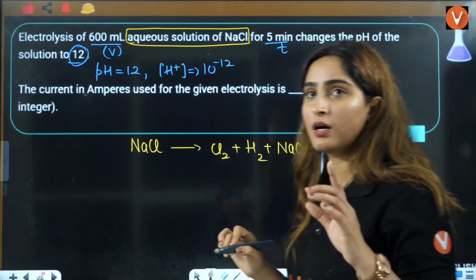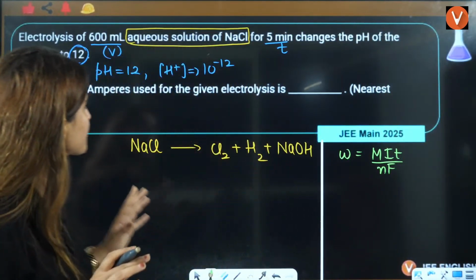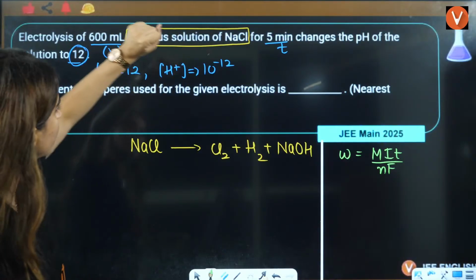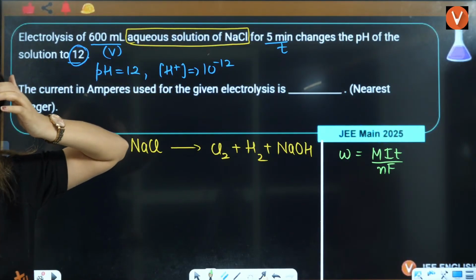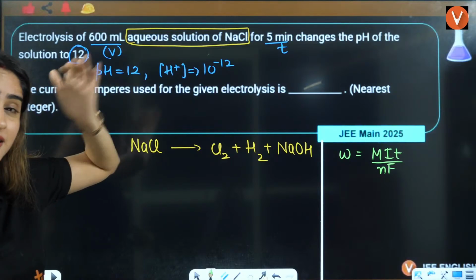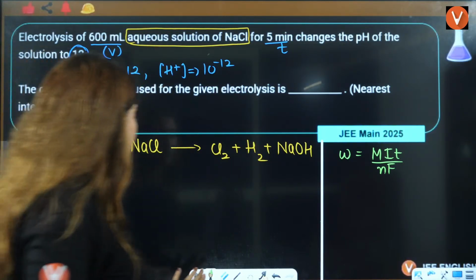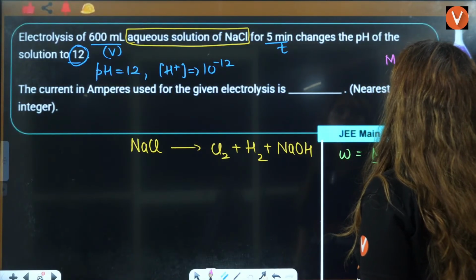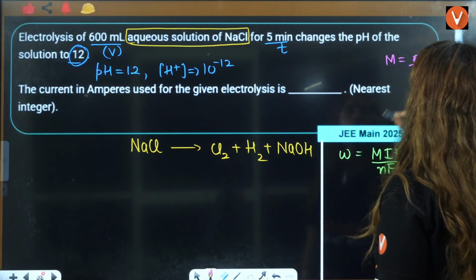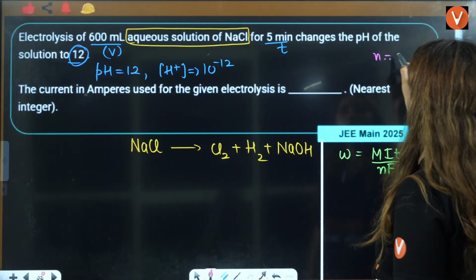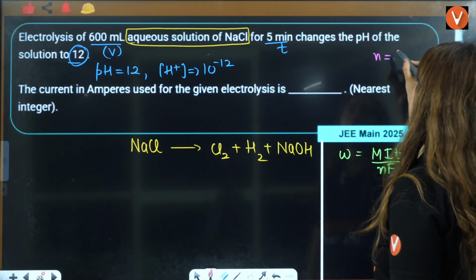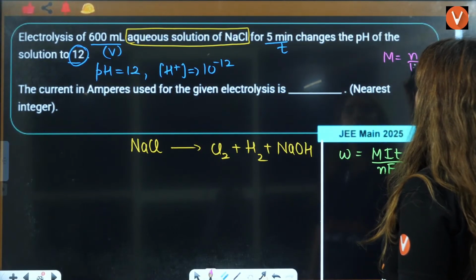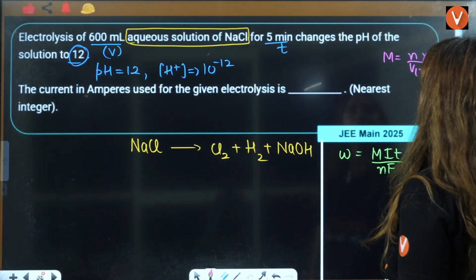Now what they are asking you is, they have given you volume, they have given you concentration. Do you remember molarity? It's a mixture of so many questions, right? So, do you remember molarity? Molarity is equal to number of moles by volume in liter. So, you can also say molarity is equal to number of moles by volume in milliliter multiplied by 1000.